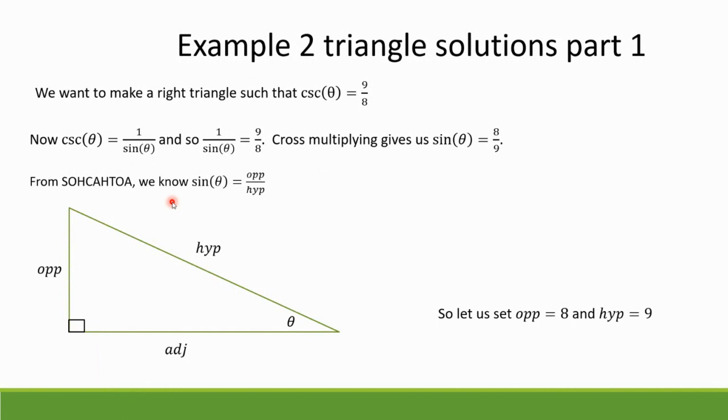So what we want to do now is make a right triangle so that this is true. You could work with cosecant directly if you wanted to, but you don't have to. We know that cosecant is 1 over sine of theta. So what this is really saying is that 1 over sine of theta equals 9 over 8.